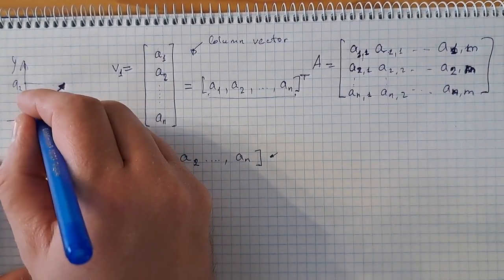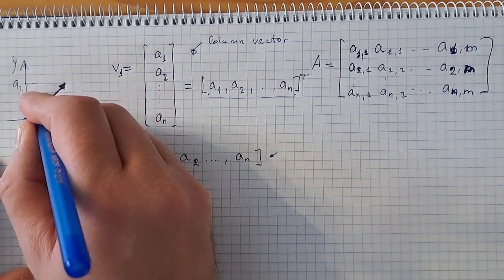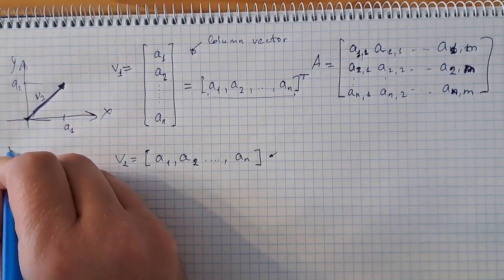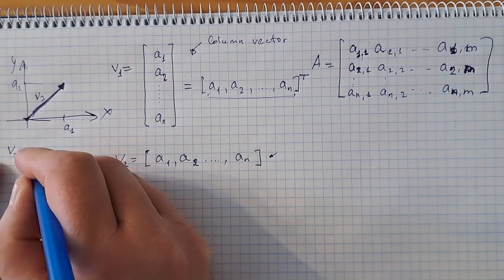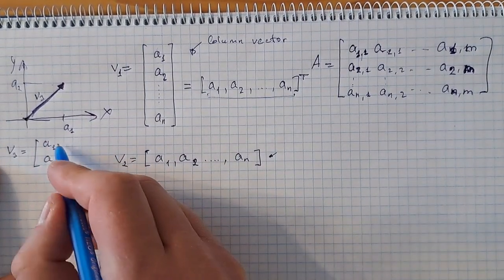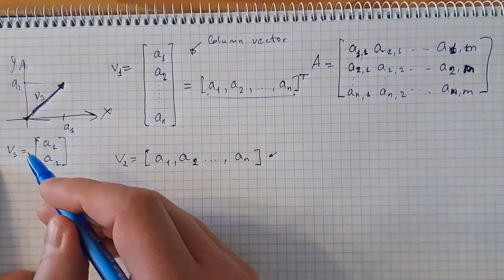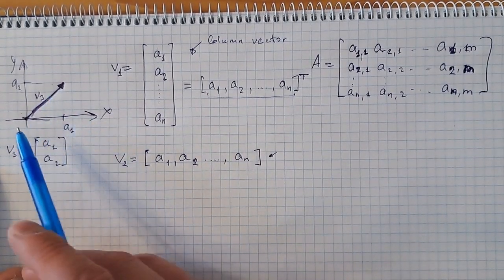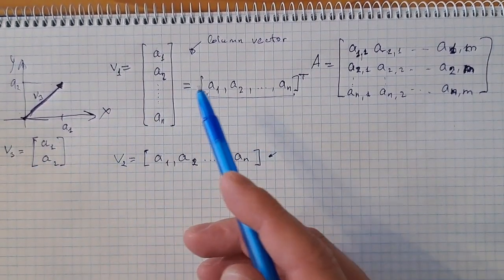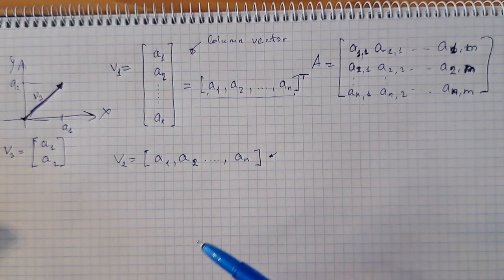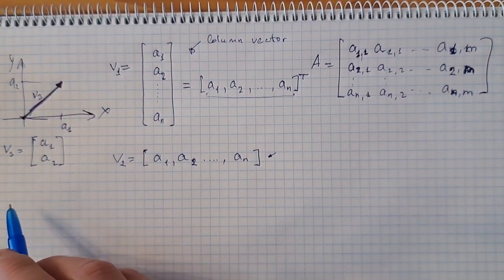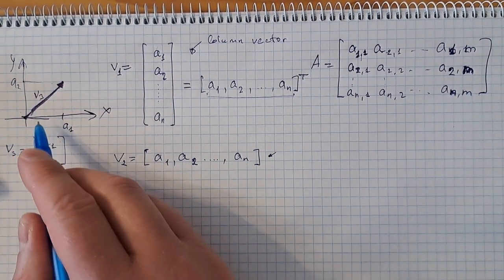And then we can say that this is vector v3, and vector v3 is equal to a1, a2. That's it. So basically, this is a connection between the geometrical vector and the vector that is used for explaining deep learning. All right, and this is two-dimensional.